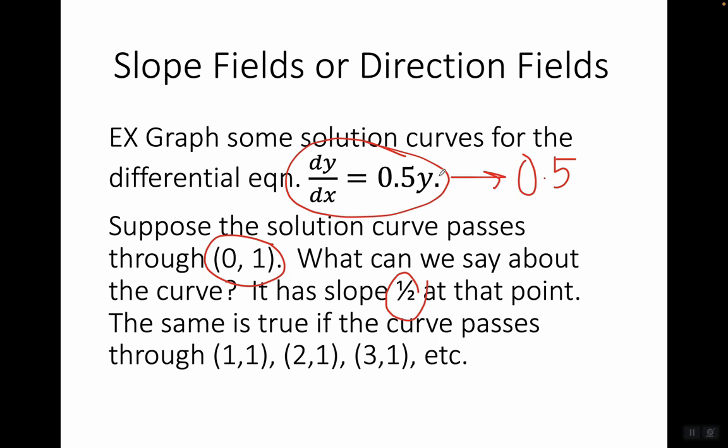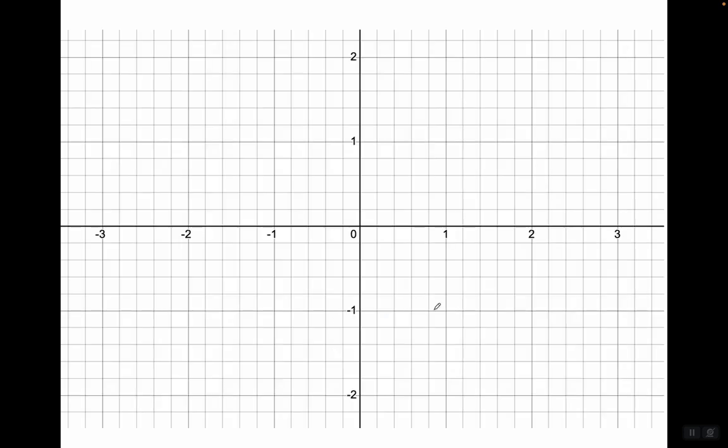In fact, notice that there's no x in here, so whenever y is 1, the derivative is going to be 1/2. So the same thing is going to be true if the curve passes through (1, 1), (2, 1), (3, 1), etc. At all of those points, the derivative is going to be 0.5. And again, we have no idea what the curve looks like. But we can do this.